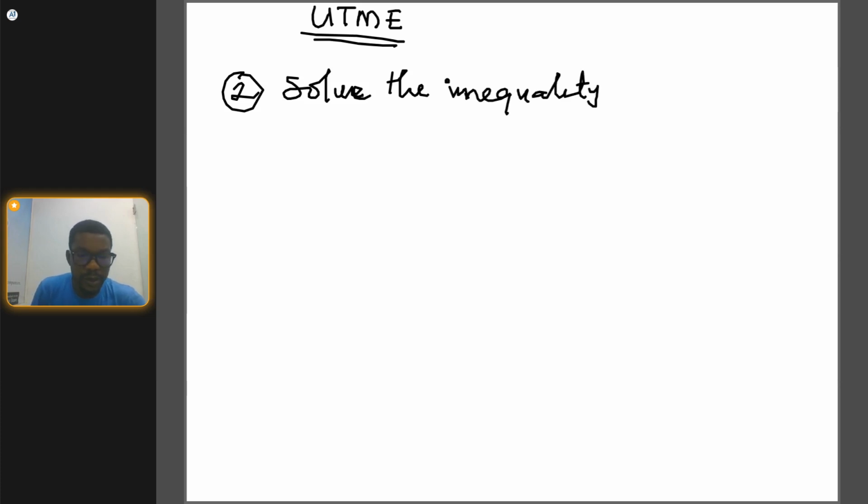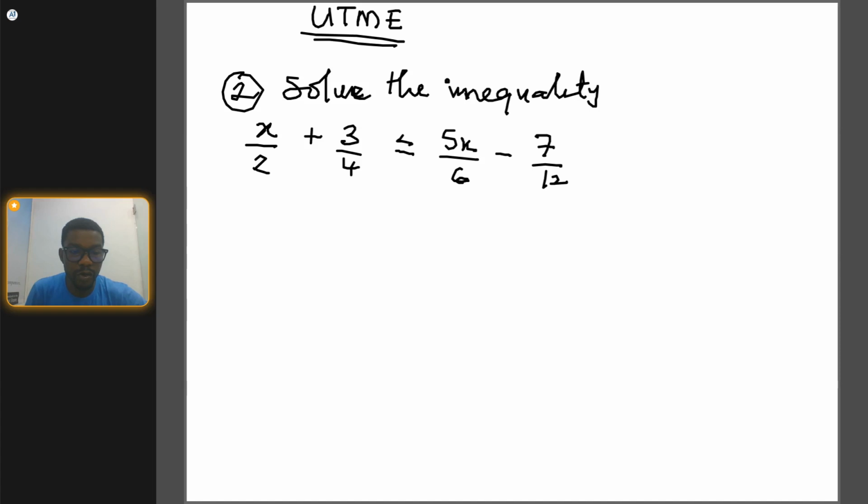Solve the inequality x over 2 plus 3 over 4 less than or equal to 5x over 6 minus 7 over 12. So this is the question we want to solve. It is a UTME question, 2014, and we are asked to solve this question.